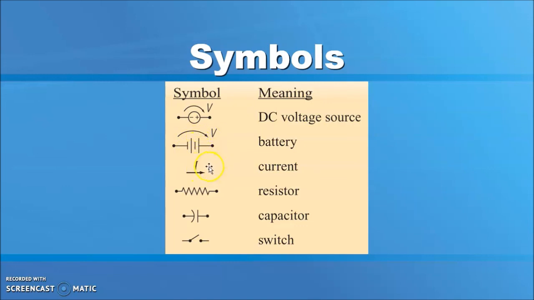Current is represented by the letter I. This is a resistor. This squiggly looking line is the symbol that we use for a resistor. This is the symbol that we use for a capacitor. And then this is a switch.